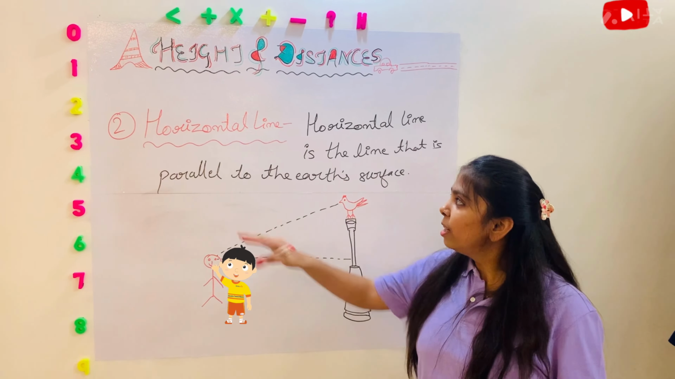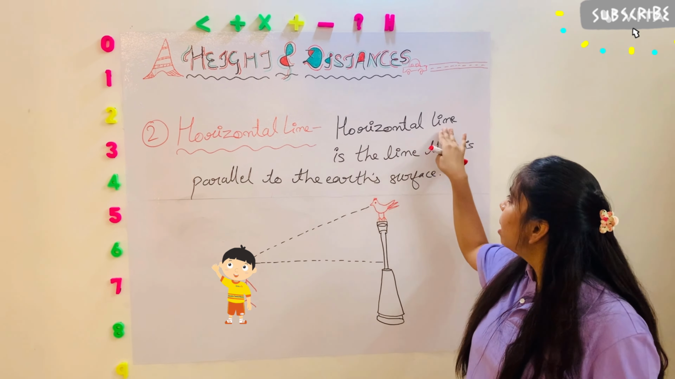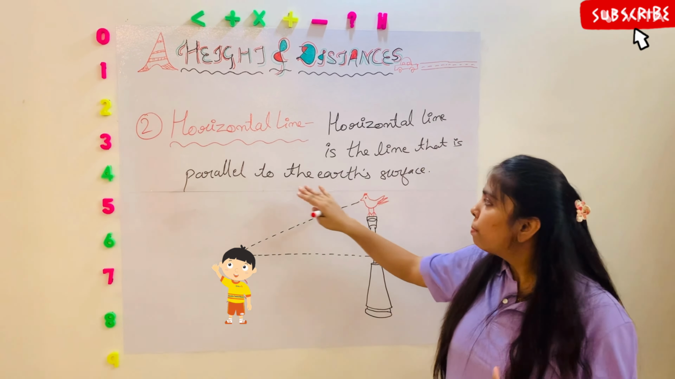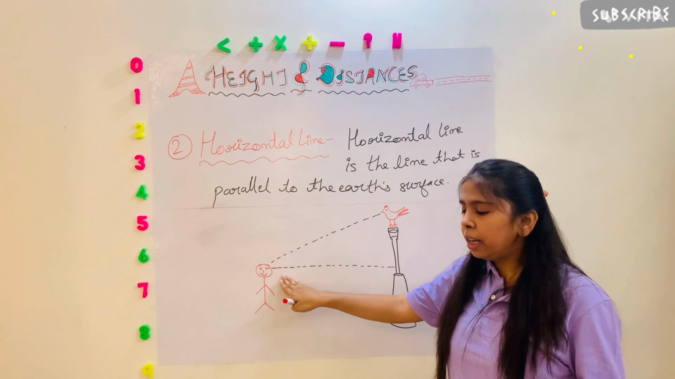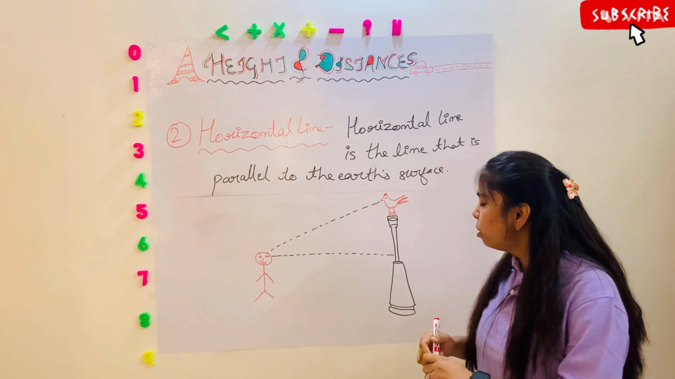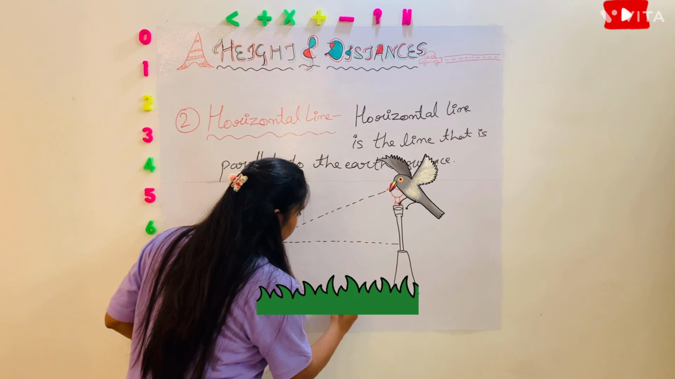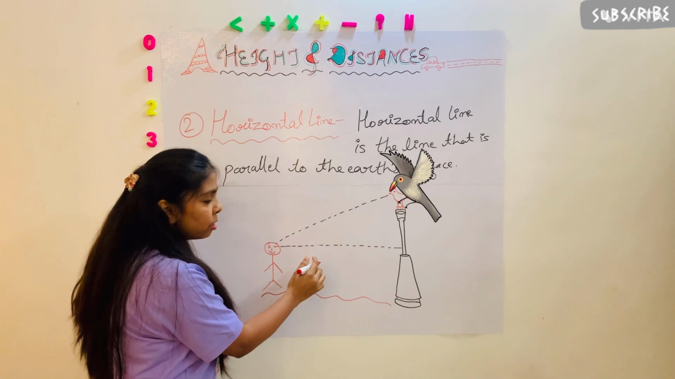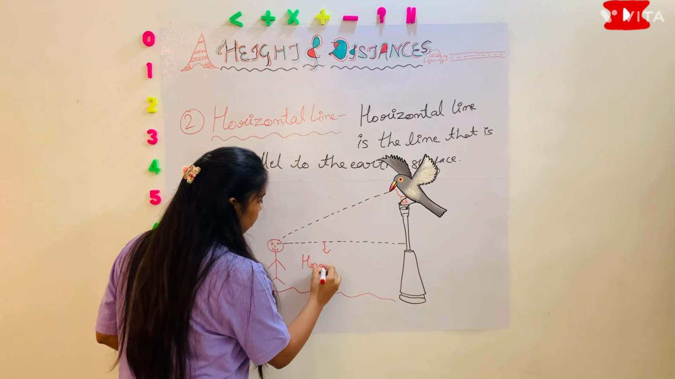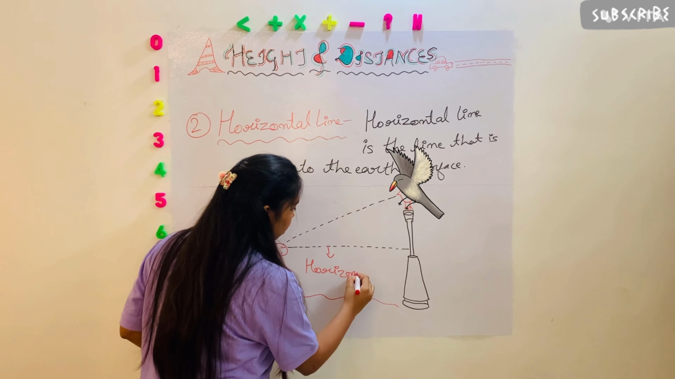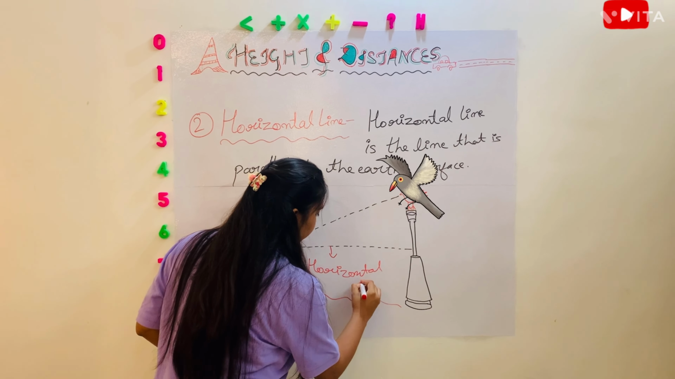Second one is horizontal line. Horizontal line is the line that is parallel to the earth's surface. You are standing here, and this is your earth's surface, and this line is parallel to the earth's surface. So this is the horizontal line.